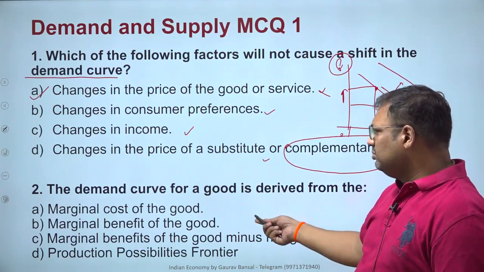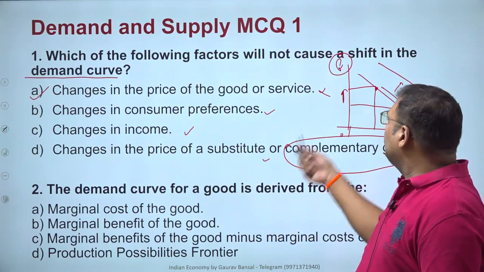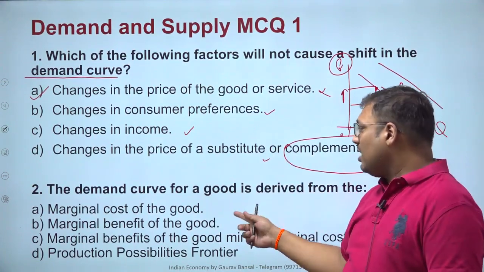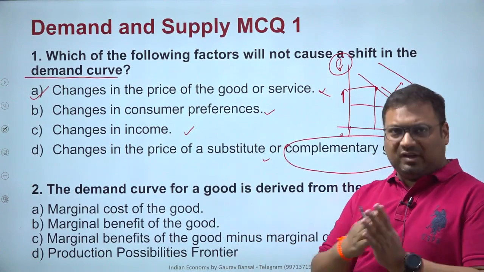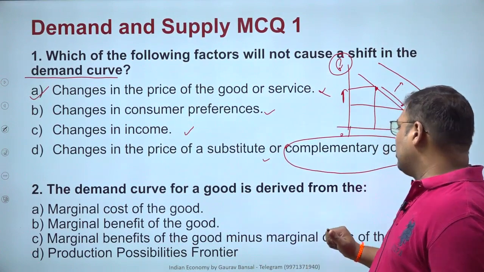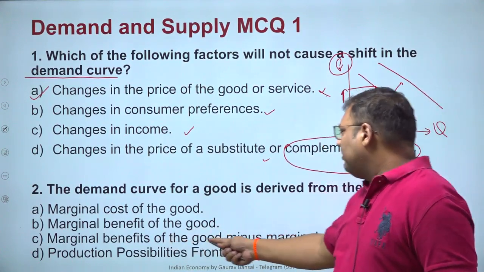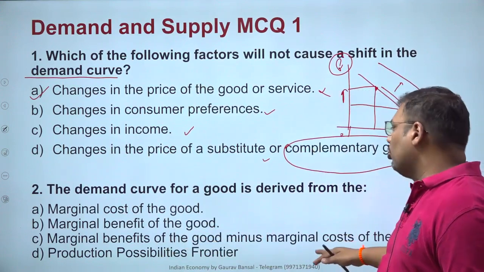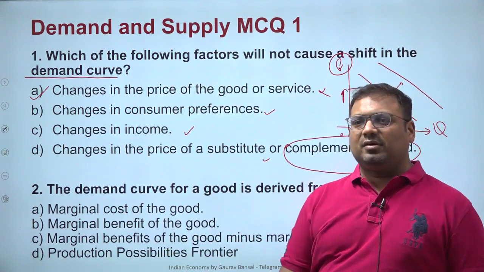Marginal cost of the good. Do we consider cost in demand? No, not the cost, we consider the price. Marginal benefit of the good, yes, we consider marginal benefit. But let us look at the other. Marginal benefit minus marginal cost. Yes, we consider marginal benefit but not marginal cost. So this will not be considered.